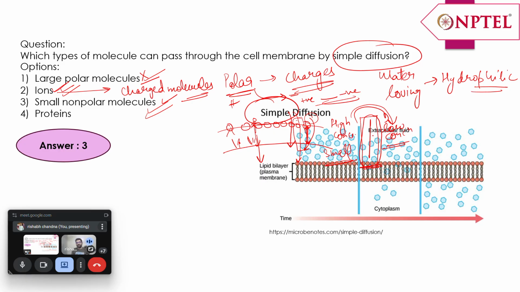So this is basically the extracellular fluid, and this is the cell membrane. If the size is small enough, it can easily pass through the cell membrane. All those hydrophobic molecules that are small in nature can easily pass through the membrane from their high concentration to the low concentration. Okay, so is the explanation clear? Any doubts?